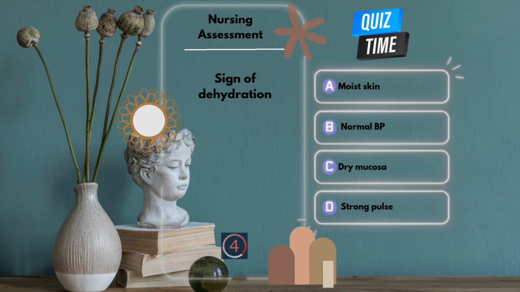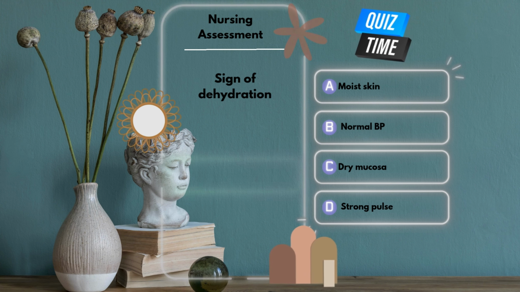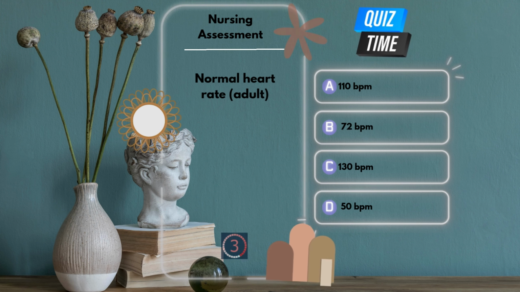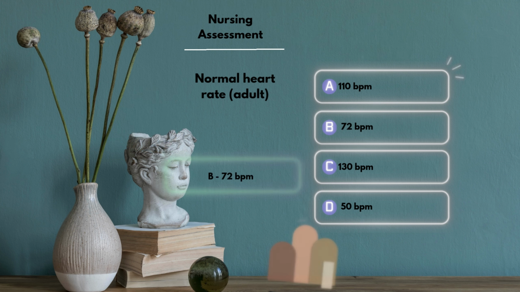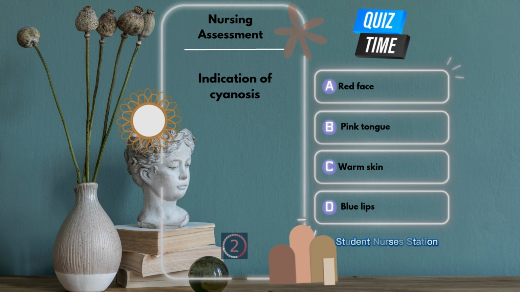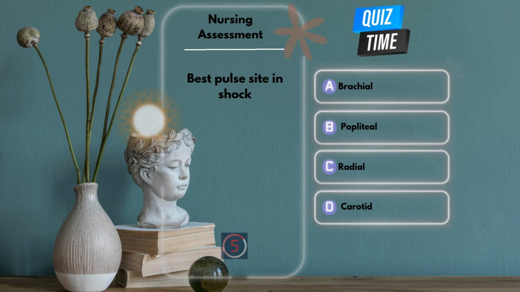Sign of dehydration. Normal heart rate, adult. Indication of cyanosis. Best pulse site and shock.